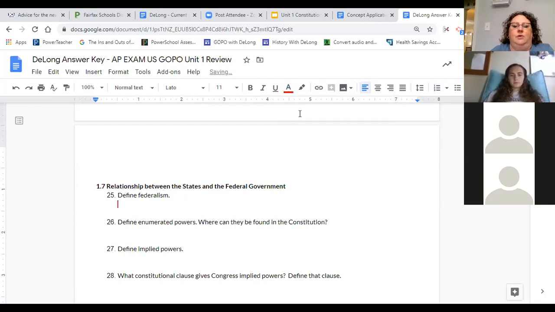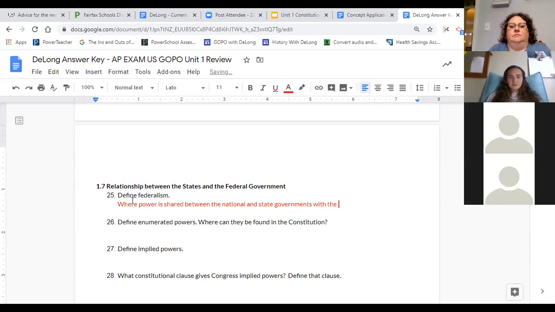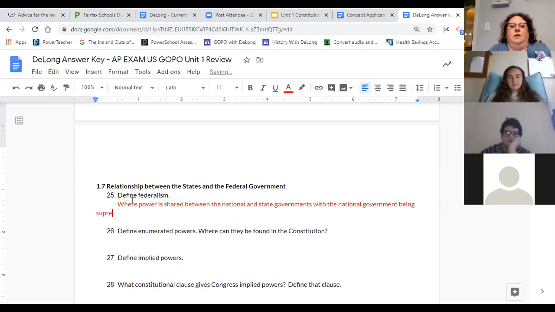All right, federalism. I gave you the definition yesterday. Who's going to be my golden ticket here and give me the definition today? Sydney's ready. She unmuted, man. She was ready. All right, go, Sydney. It's the shared powers between the national and state governments, with the national government being supreme. Excellent.